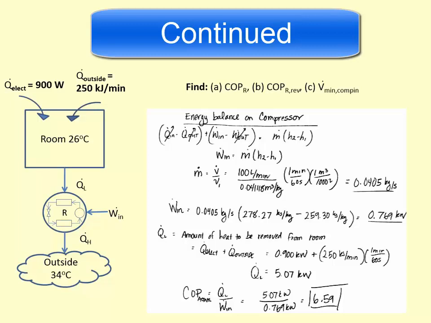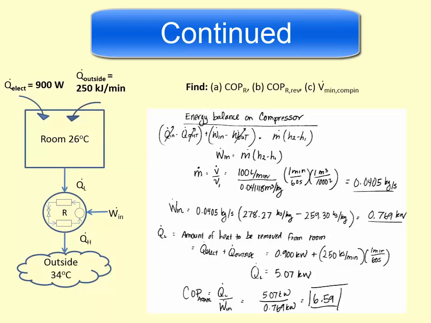Then we can go to state 2, which is going to be a superheated vapor, I believe. 1200 kilopascals, 50 Celsius. It's table A13, whatever that is. So we find H2 is equal to 278.27 kilojoules per kilogram. So we now know H2 and H1.